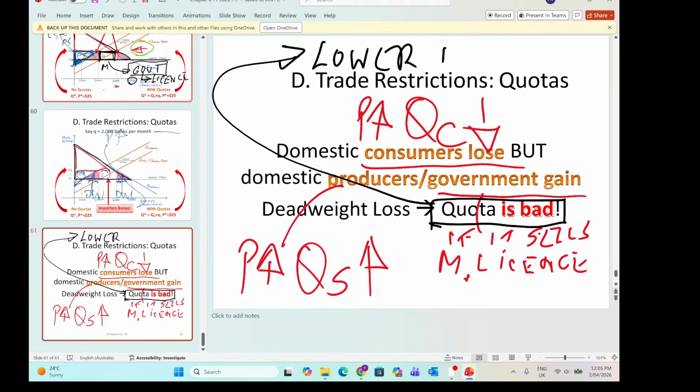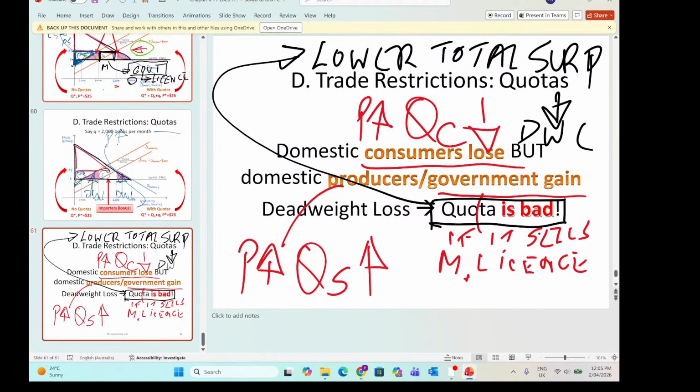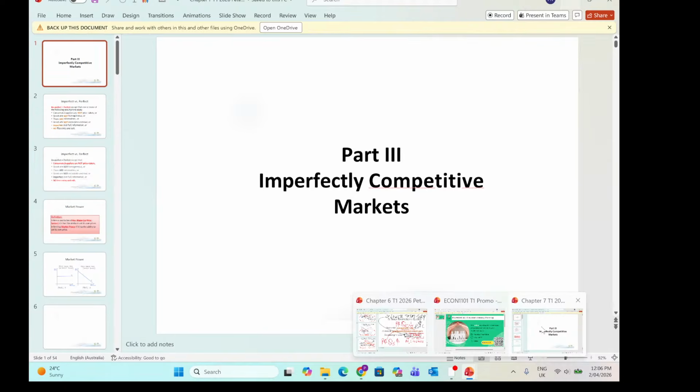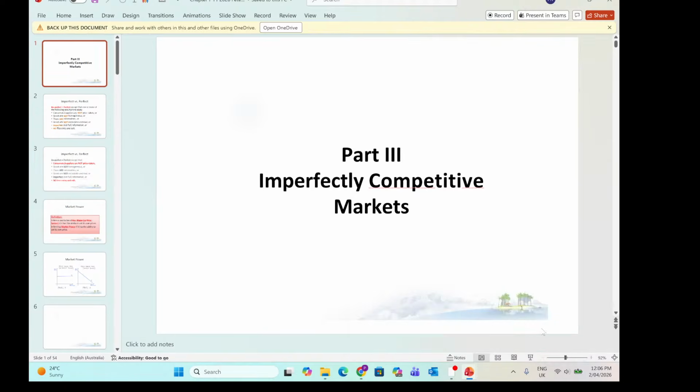Right, the lower total surplus, i.e. deadweight loss. So that's why we would argue against that. That's why the conventional argument is there against quotas. So that's the last slide in our presentation for chapter 6.